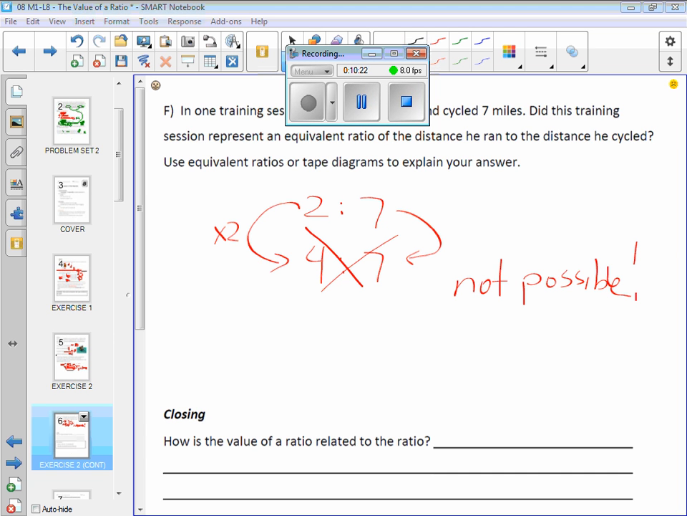And that's all there really is to lesson 8. But I want to practice it. I want it to become routine. So we're going to play a little game.